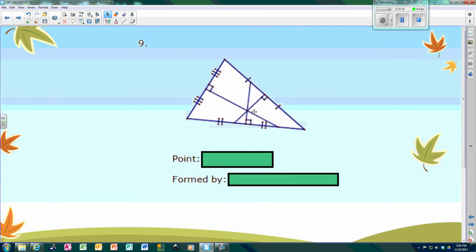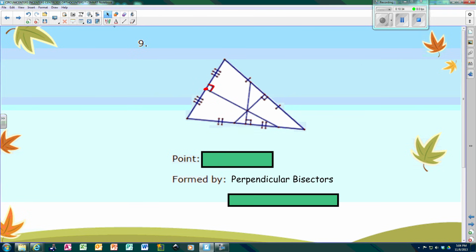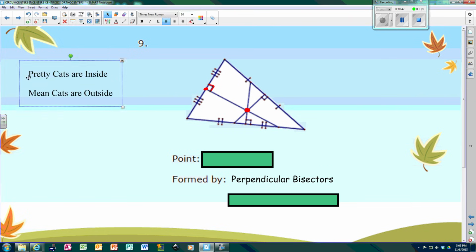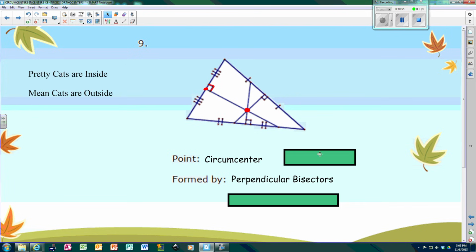And the last one, I have a bunch of congruent pieces and right angles. So that means that's a midpoint. So which line was it that made a 90-degree angle at the midpoint? Well, those were our perpendicular bisectors. So when I get a bunch of perpendicular bisectors intersecting, they intersect at this point, and that point is called, so I go over here and I remember my pretty cats are inside. So since it's the bisector, it's the PCAI one. So perpendicular bisectors, and then it's the C circumcenter.